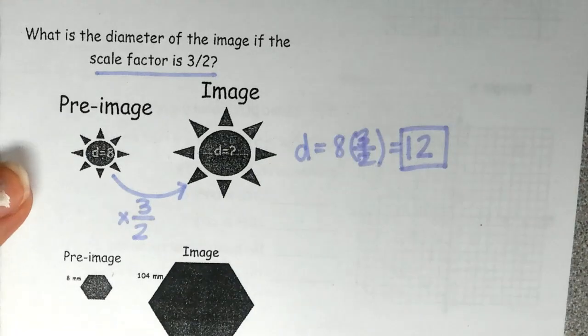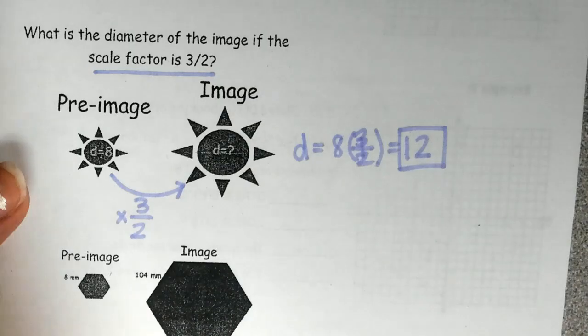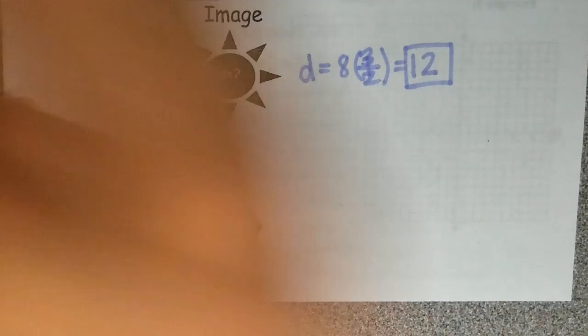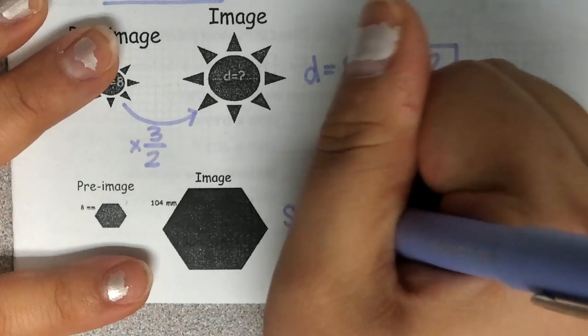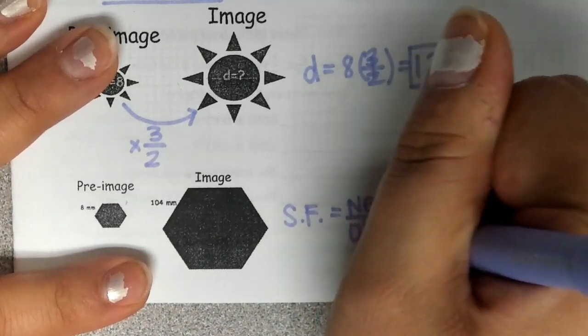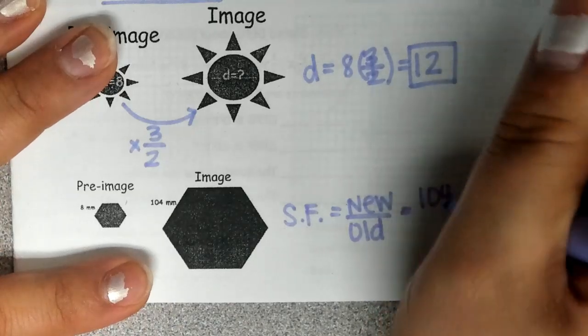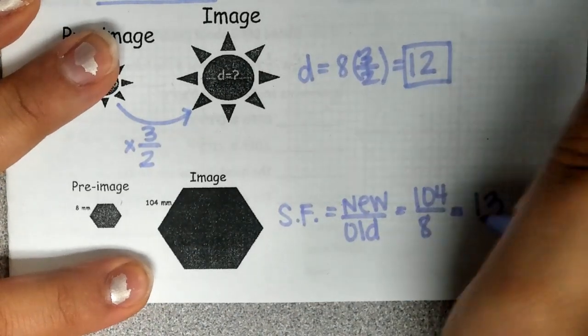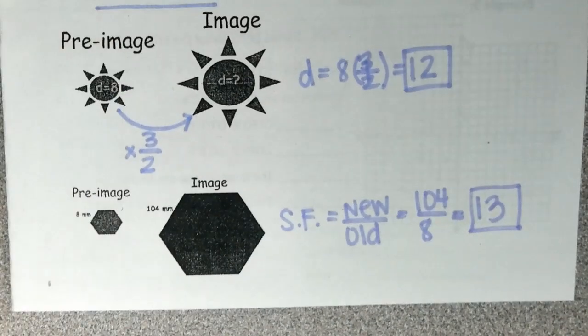Last but not least, what about these hexagons? How can I find the scale factor of these hexagons? New over old, which is what? 104 divided by 8. Does anybody know what that is? 13. So my scale factor is 13.